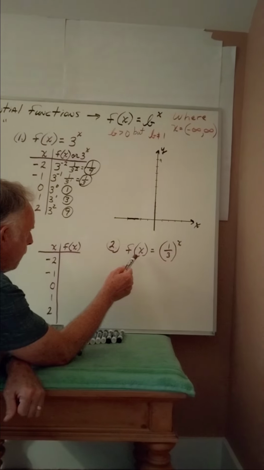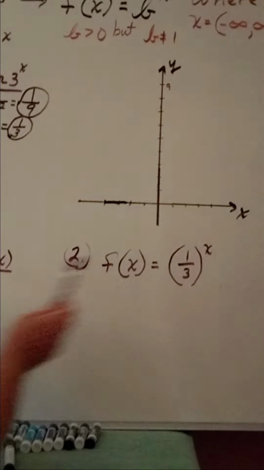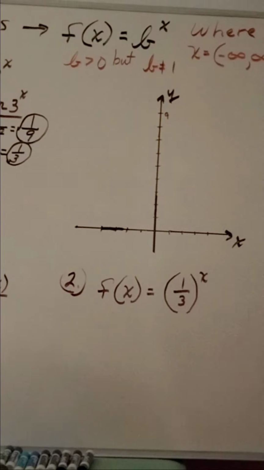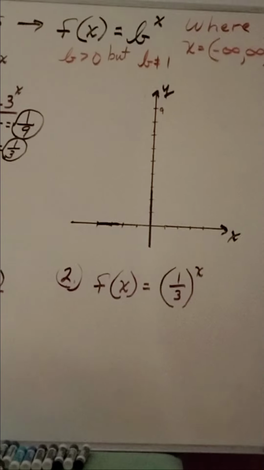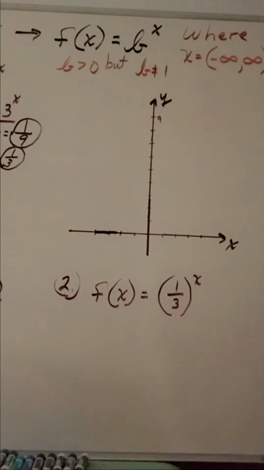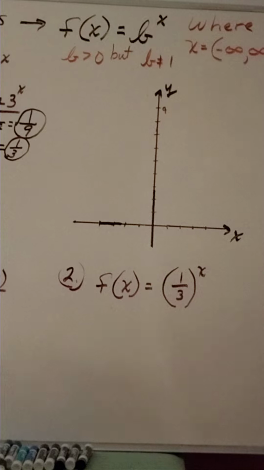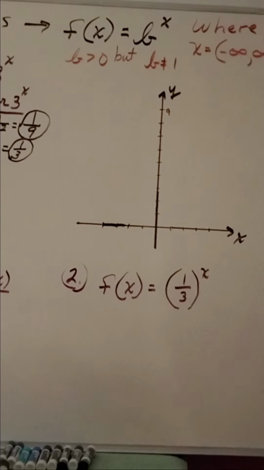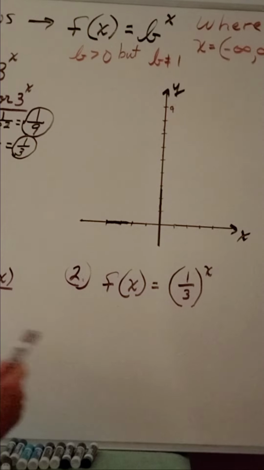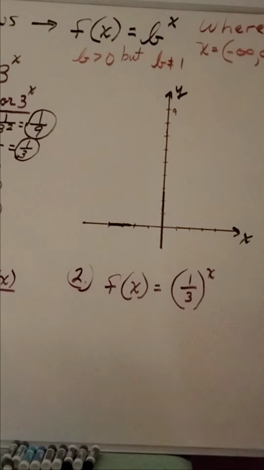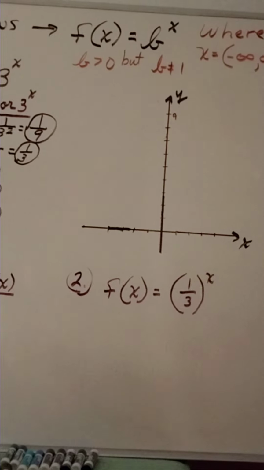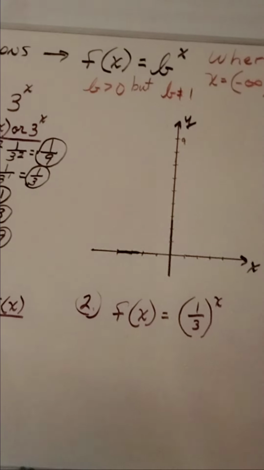And it's f of x, or y, is equal to a base of 1/3 to the x. Now notice that base. That base is greater than 0, but it is not equal to 1. It's a positive base. And the value of x is in the exponent position. That's what makes it an exponential function.